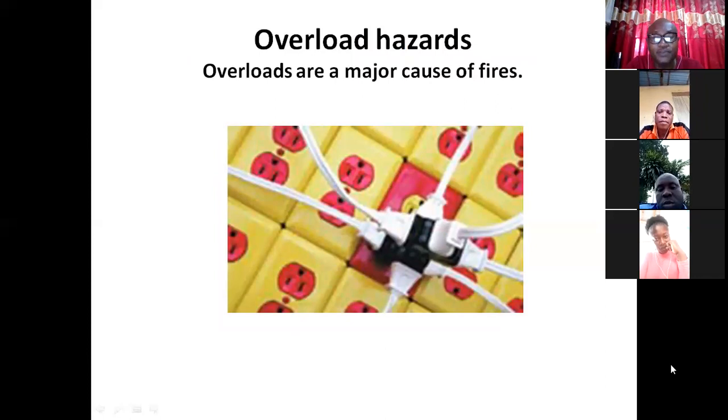Overload hazard. Overloaded sockets are one of the major causes of fire. You can see there are other points where they can plug, but they decided to plug everything at one particular point. If there is a spark here, what will happen? A fire accident will occur.